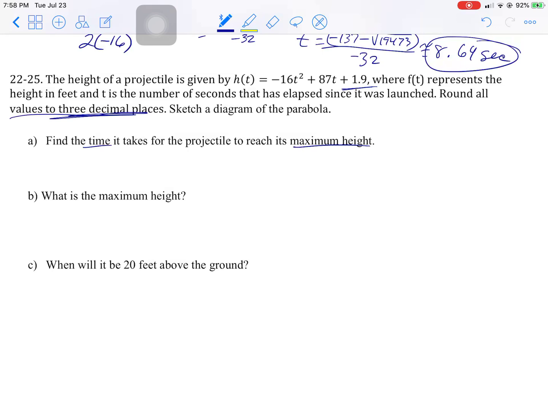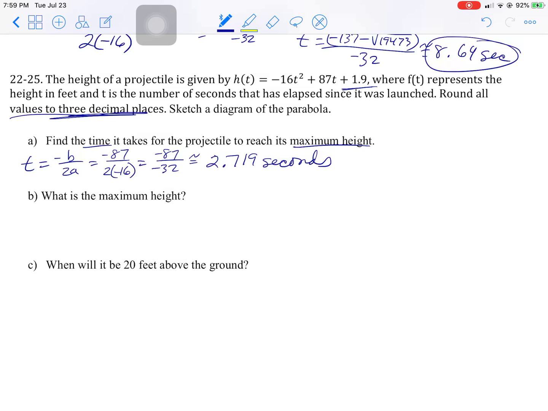Okay. So in this equation, it's the t we're talking about. So let's see, b is 87, so negative 87 over 2 times negative 16, negative 87 over negative 32. Go ahead and put that in the calculator. You're going to get approximately 2.719 seconds to reach maximum height.